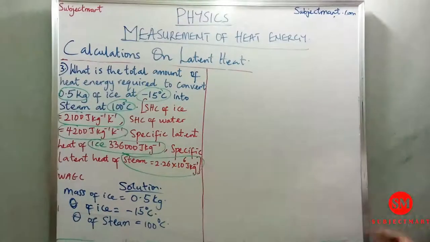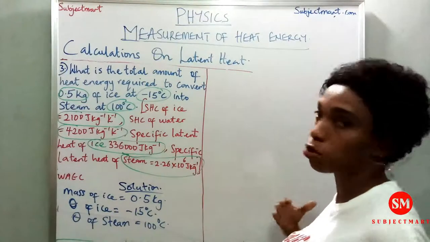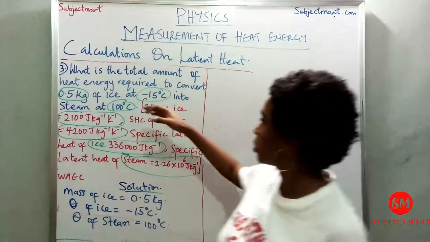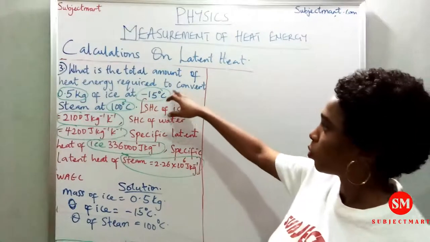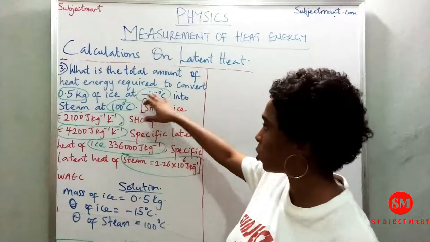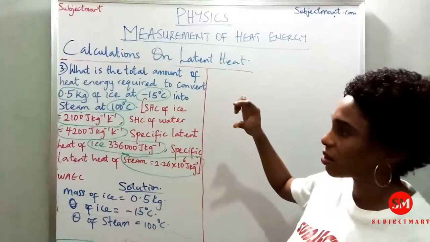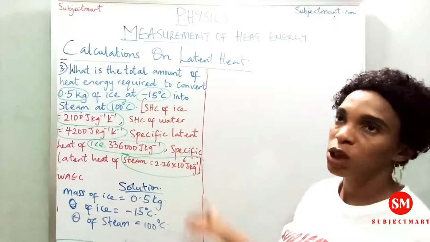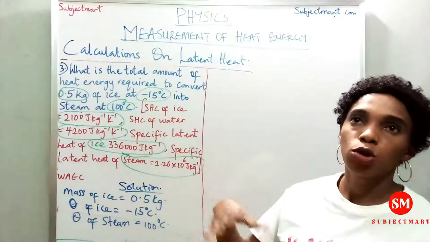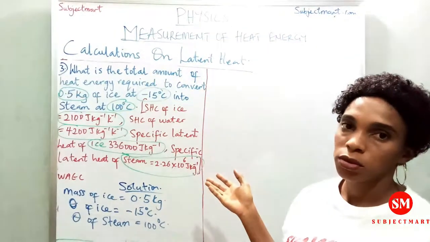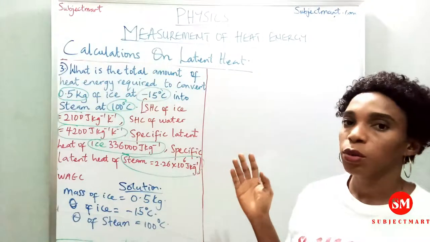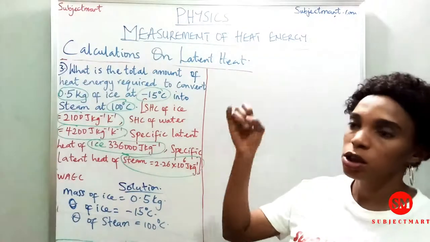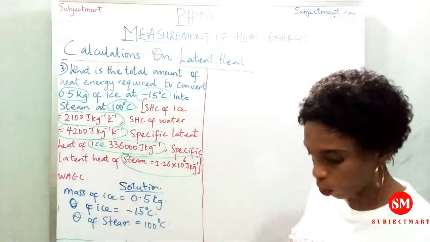Whenever you're given a problem like this, the first thing you need to do is to break it down. From the question, we are asked to find the heat energy required to convert ice at minus 15 degrees C to steam. So we are changing from solid to vapor, and that involves three different phases. First we change from solid, which is ice, to liquid, then from liquid to vapor.